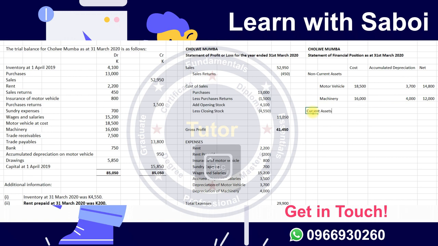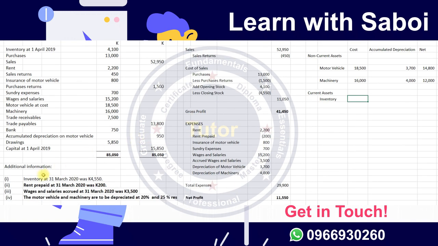Now, do we have any current assets? Yes, we do have current assets. We have got inventory. And the inventory is how much? The inventory is here. All right, so since we're dealing with it now, I'm going to take it. The inventory is this amount here, 4,550. Okay, we'll put the inventory there.